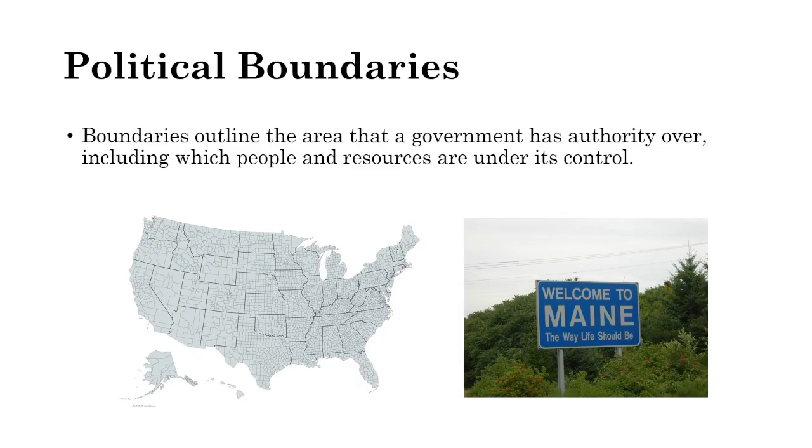Let's talk about political boundaries, the different types of boundaries. Boundaries just outline an area that a government has authority, has sovereignty over, including the people and resources under its control. The government of Florida has control over the people and resources within the boundaries of Florida. Then they can go into Georgia or Alabama, where the governments of those states have control over the people and resources within those states. We're looking at this at a subnational level.